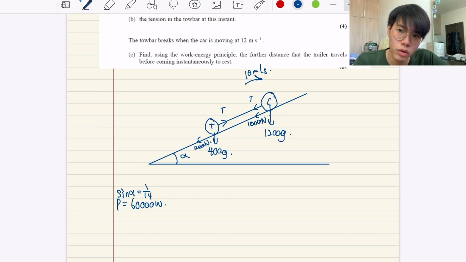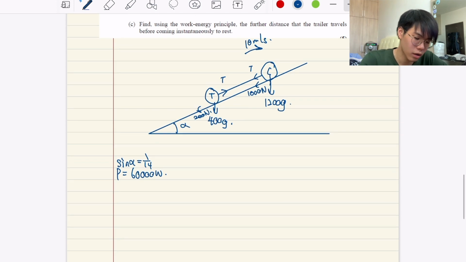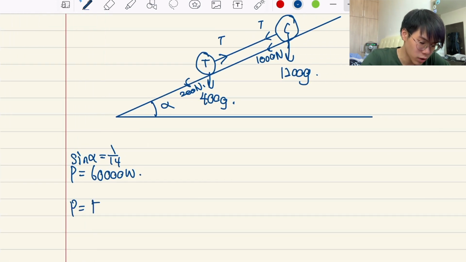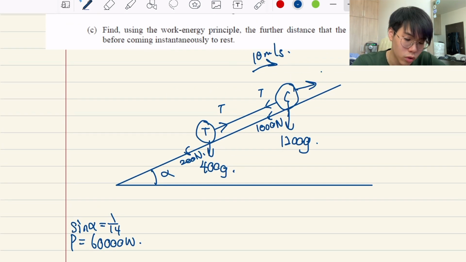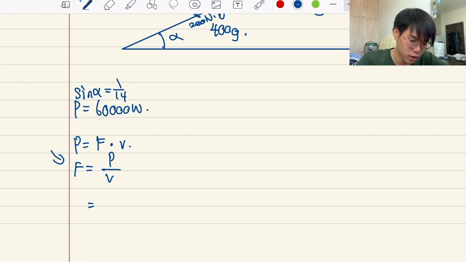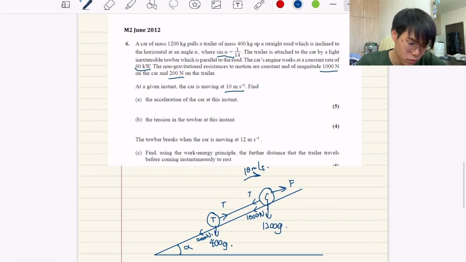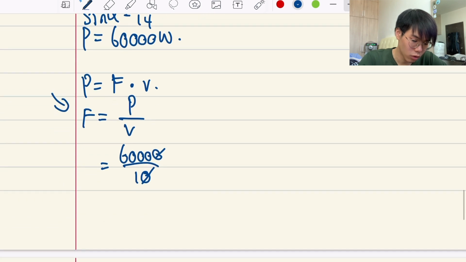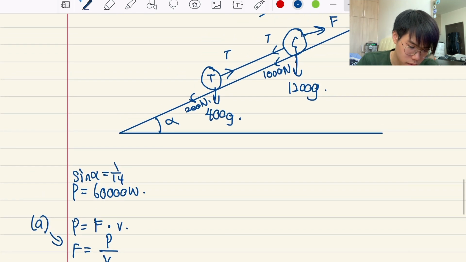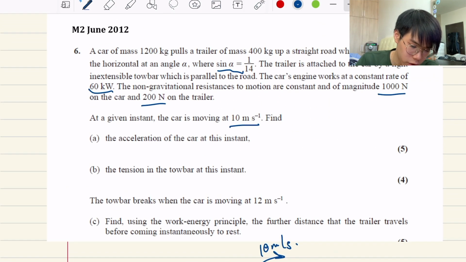First, we can use the formula for P, which is P equals force times velocity, and force will be P divided by velocity. Okay, what is this force? This force is actually the thrust. So force is equal to P, power, which is 60,000, divided by 10. So the force will be 6,000 Newton.